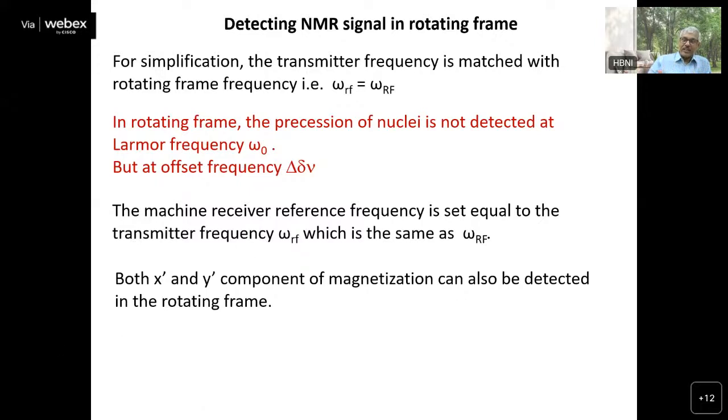Okay, and offsets are nothing but your chemical shifts. So the chemical shifts can also be generated from the rotating frame. So the rotating frame makes your life easier, so that all the things become static, and you also detect the signal in the chemical shift values.